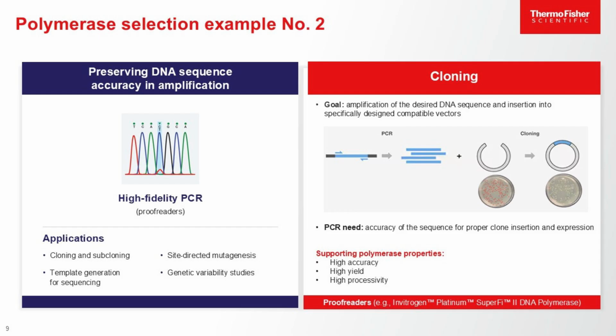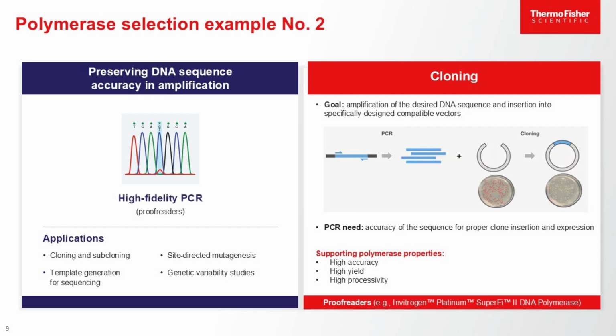If you are looking for accurate DNA amplification, high-fidelity polymerases are crucial. These polymerases are typically recommended for applications like cloning and subcloning, template generation for sequencing, mutagenesis experiments, and genetic variability studies. Here we present a cloning application, which is an amplification of the desired DNA sequence and its insertion into specifically designed compatible vectors.